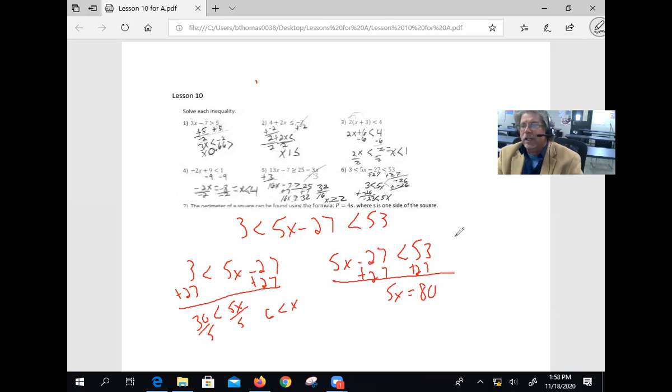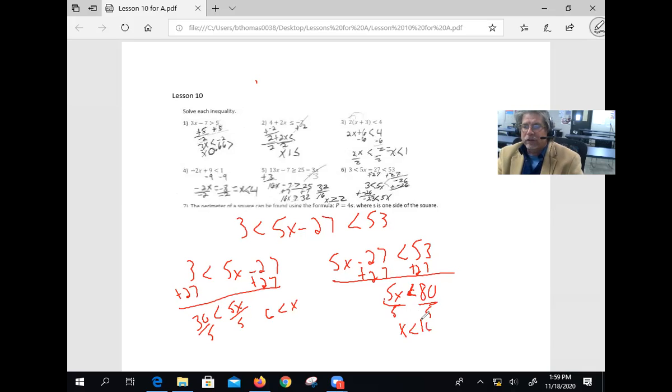And then if I divide 80 by 5, because you got to divide both sides by 5, and again, I'm sorry, that's a less than symbol. So I have to divide both sides by 5. So 80 divided by 5 gives me then 16. So x is less than 16.